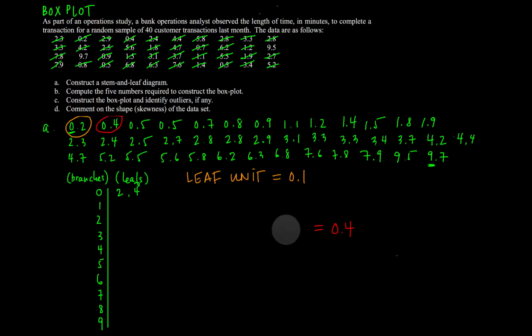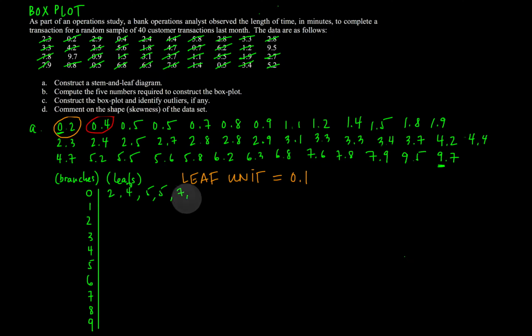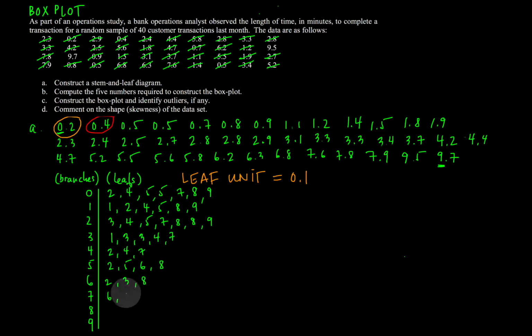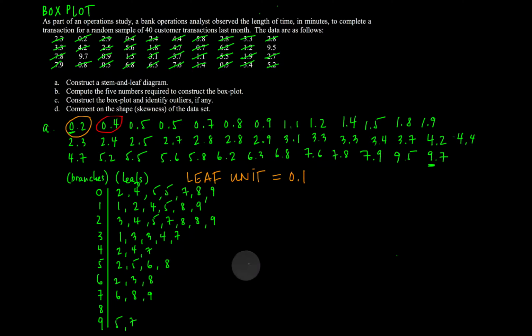So then let's just fill it in for the rest of the stem and leaf, and feel free to fast forward to the point where I'm done. So we're all done. So this is what your stem and leaf will look like. You simply put in for all the branches all the different data points, and this is pretty much how you build your stem and leaf. So this is question A.